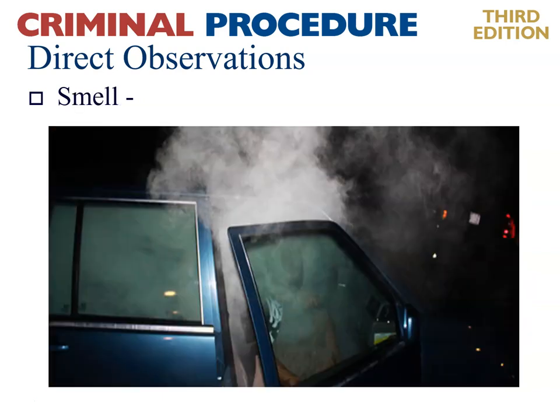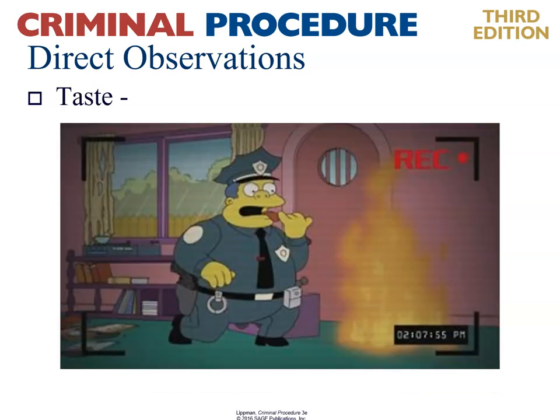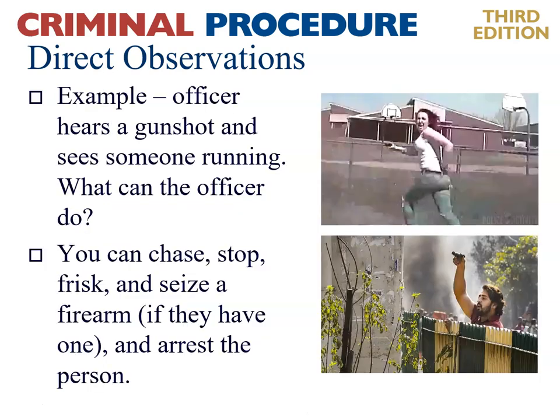Okay. The next one would be smell. So if we walk up to a vehicle and we smell the odor of, let's say, marijuana emitting from the vehicle, or alcohol, again, these are things that lend themselves to probable cause. Touch. That's another one that falls under the 5 senses. And then finally, taste. So again, just rehashing those 5 senses.